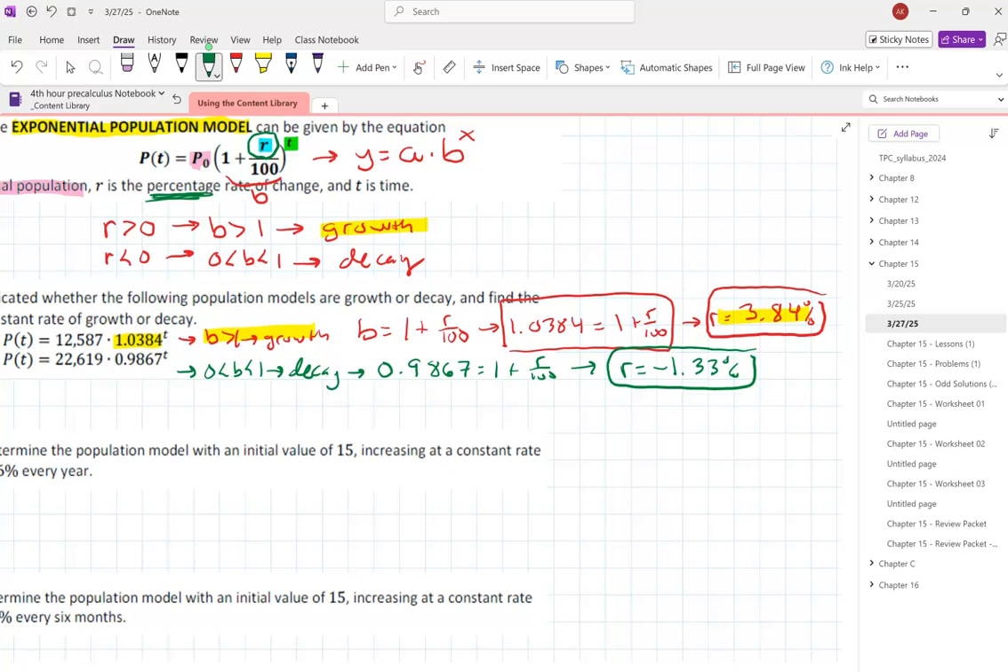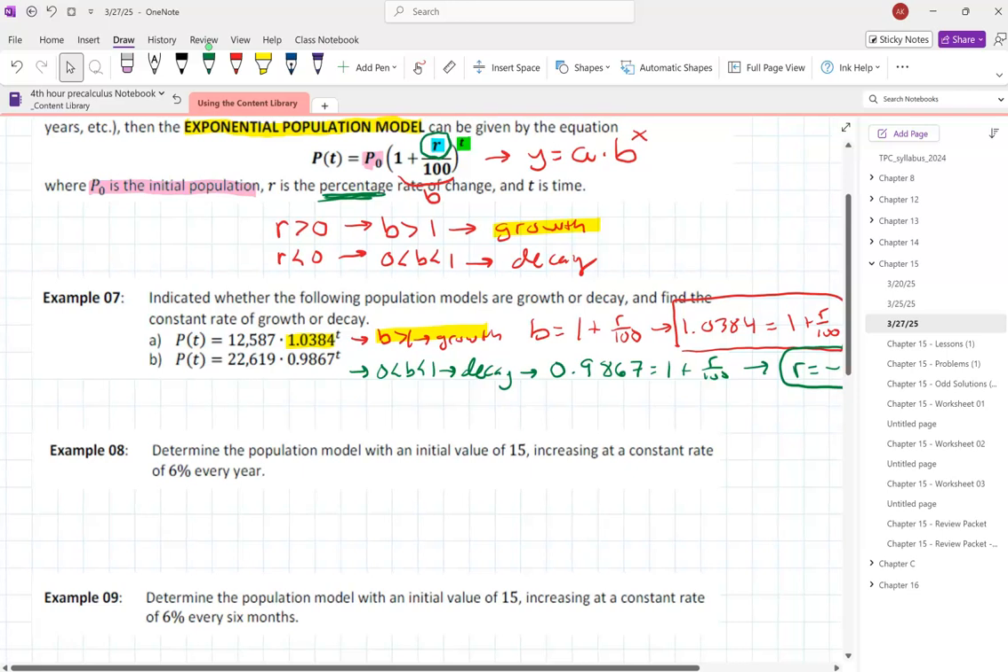Which again, if I wanted to, I could have just waited till the end, after I solved for my R, to decide it's decay because R is negative. That would have been an acceptable method as well. How do you guys feel on this? No problemo?